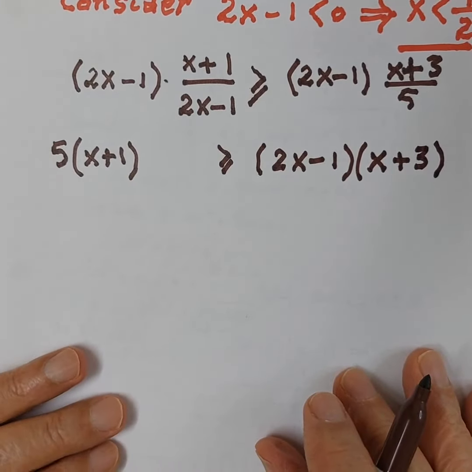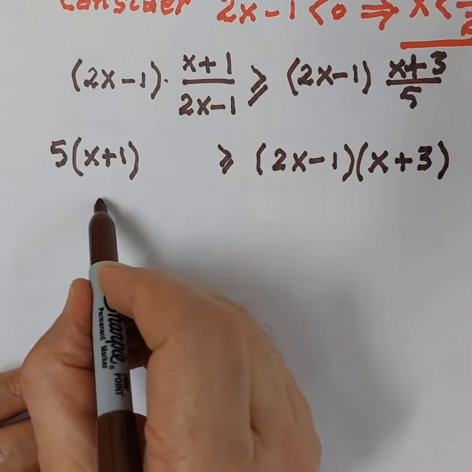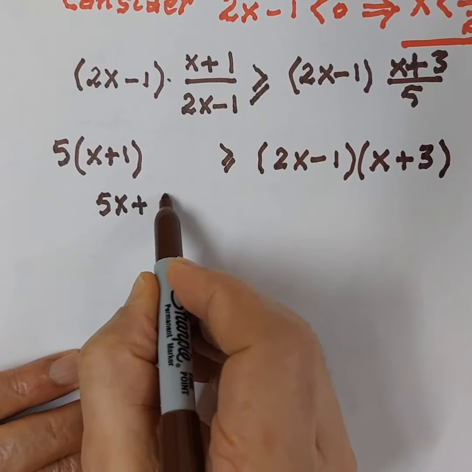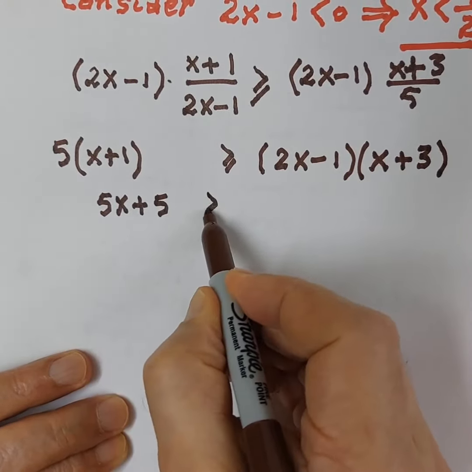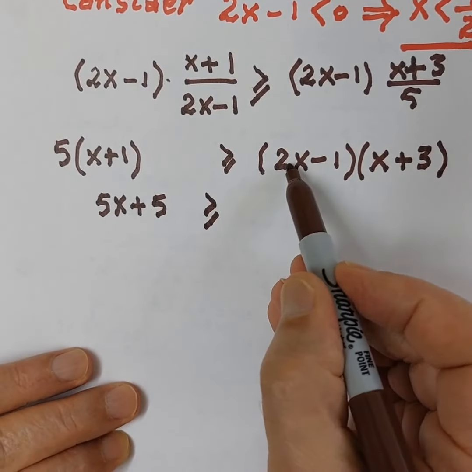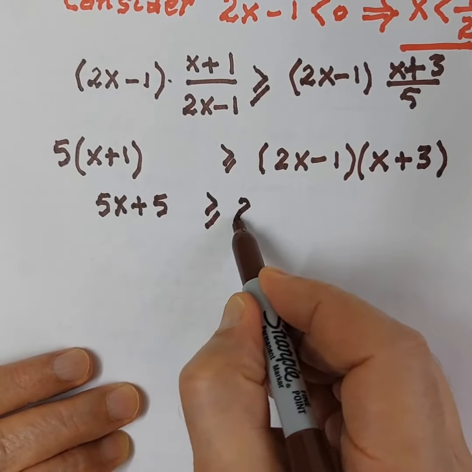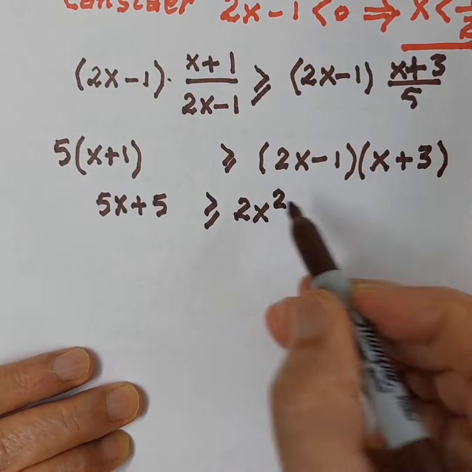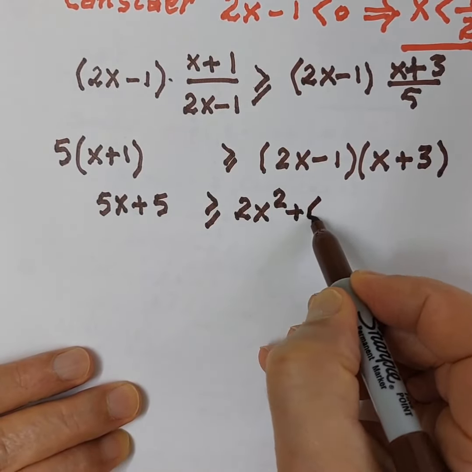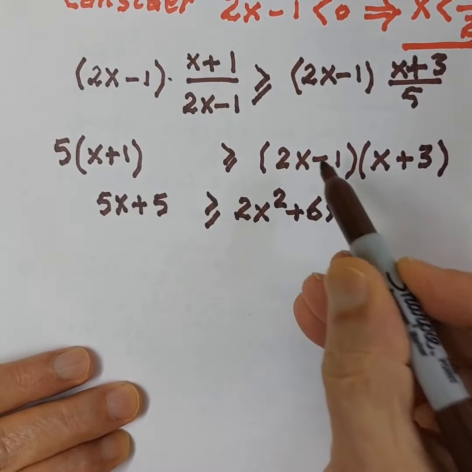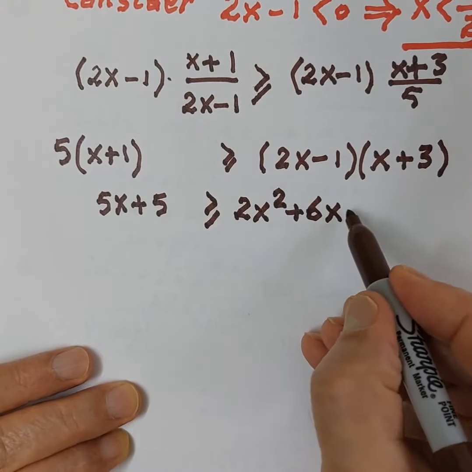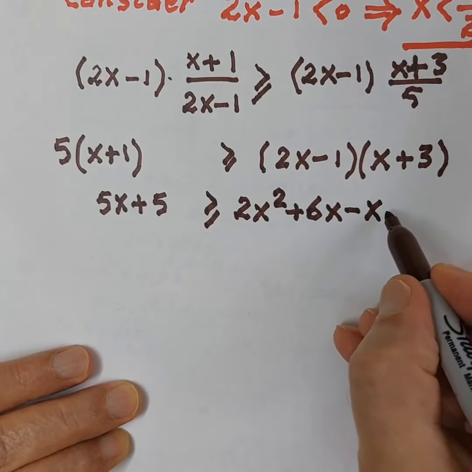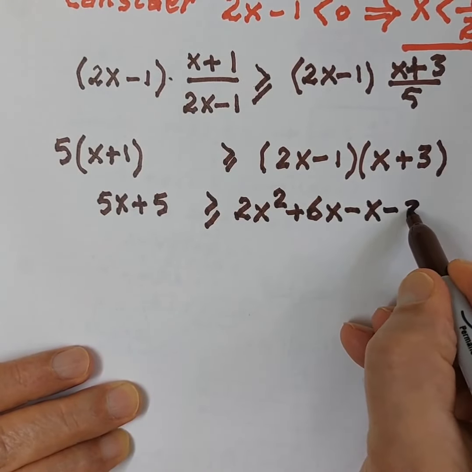Okay? Here will give me 5x plus 5 is greater than or equal to 2x by x, that means 2x squared, 2x by 3, that means 6x. Then negative 1 by x gives me negative x, and negative x by 3 will give me negative 3.